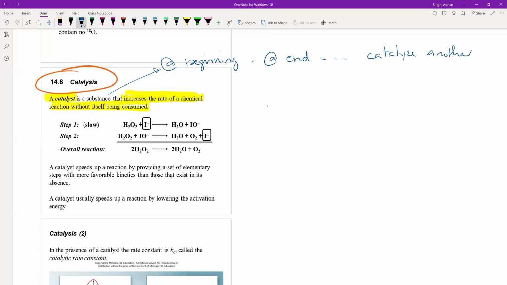So catalysts are very, very important. They're very powerful, because the fact that they are regenerated at the end means that you don't need a lot of it to actually catalyze lots and lots of reactions.